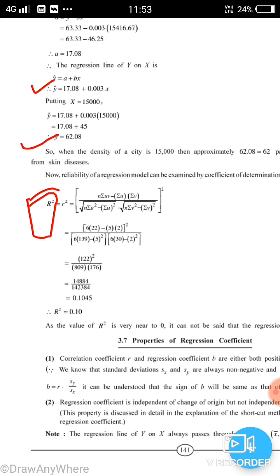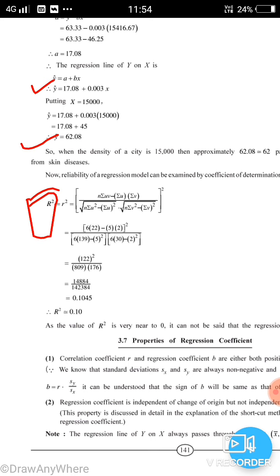62.08. The value for x, that is 15,000, is given in the sum. What is said in the sum? That if the density of population of a city is 15,000, that is given in the sum, so the x value is 15,000, right? Now we find out the reliability of the regression model.